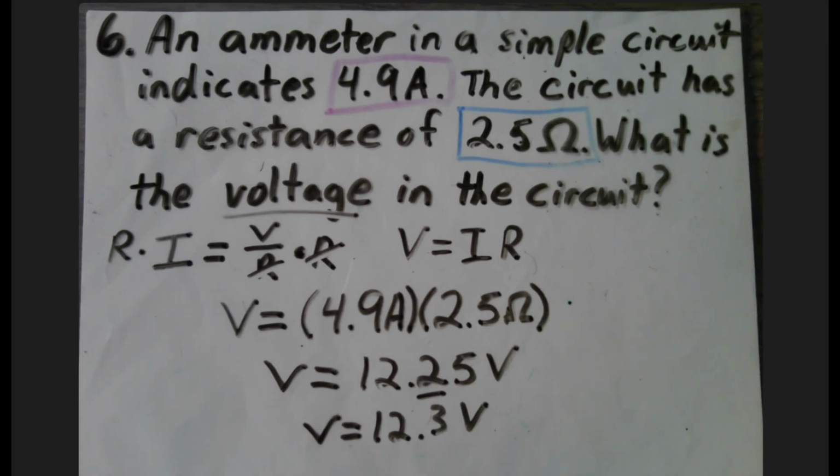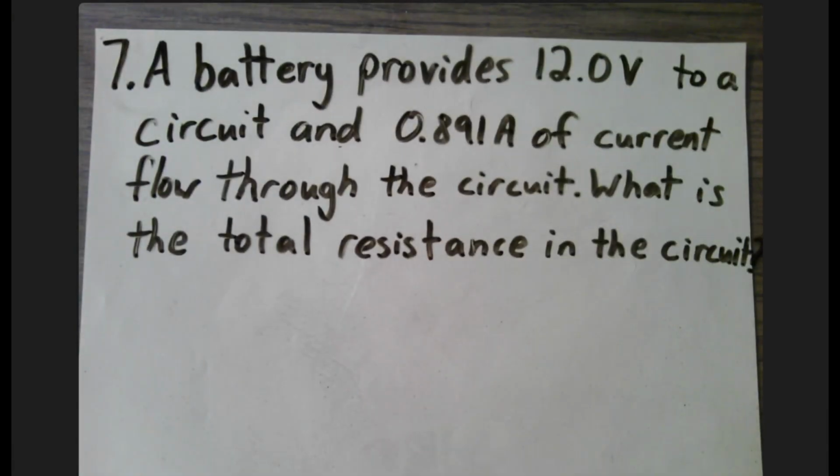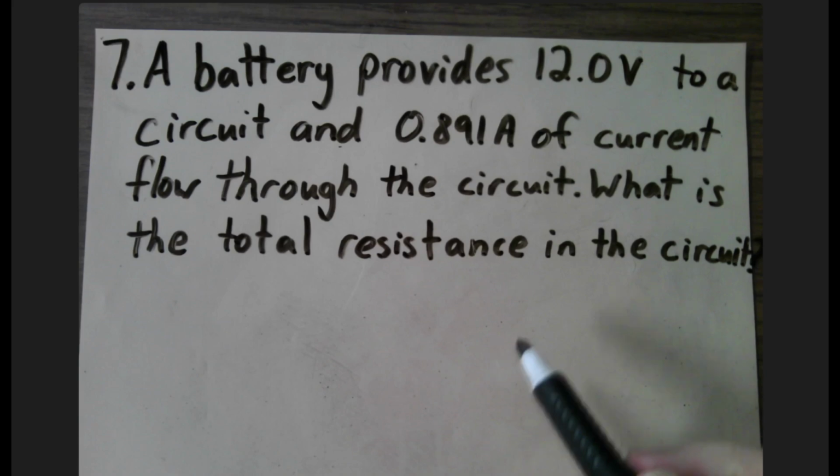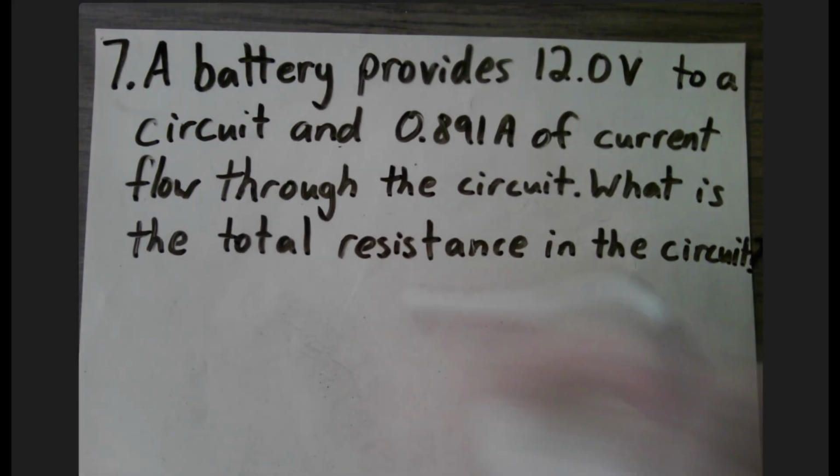Now let's switch gears one more time, because now we've got to figure out how to figure out resistance. A battery provides 12.0 volts to a circuit and 0.891 amperes of current flow through the circuit. What is the total resistance in the circuit? Well, let's look at what we're looking for. We are looking for resistance.